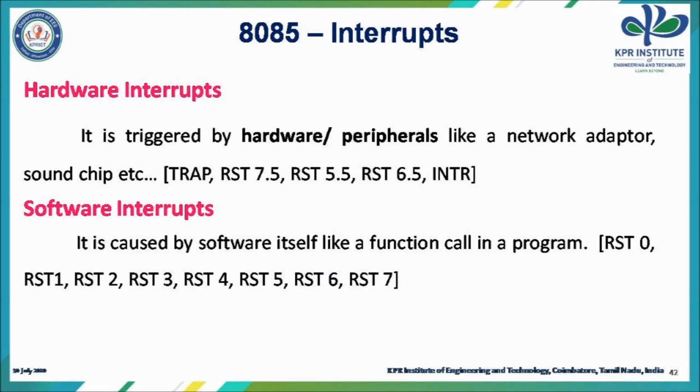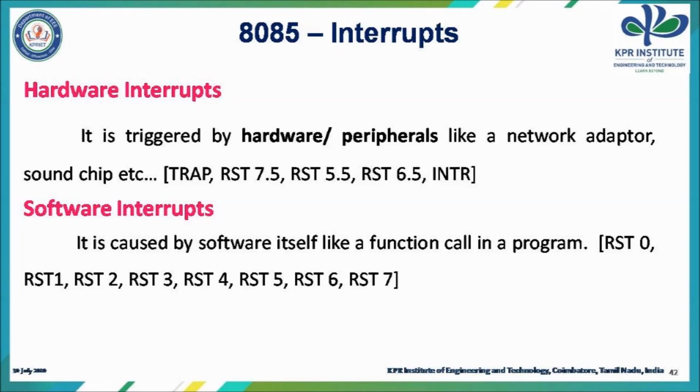The first classification is hardware and software interrupts. The devices which interrupt through the hardware pins of 8085 processor are called hardware interrupts. There are 5 hardware interrupts in 8085 processor, as we know: TRAP, RST 7.5, RST 6.5, RST 5.5 and INTR, out of which TRAP has the highest priority and INTR has the lowest priority.